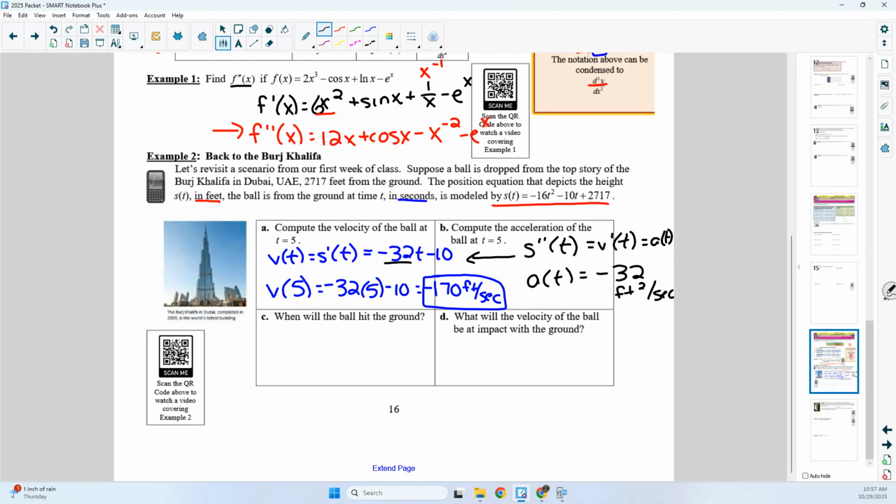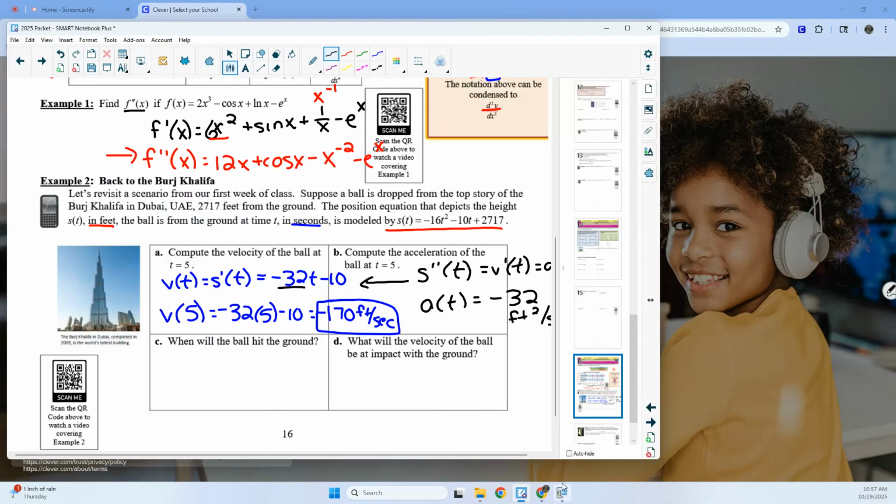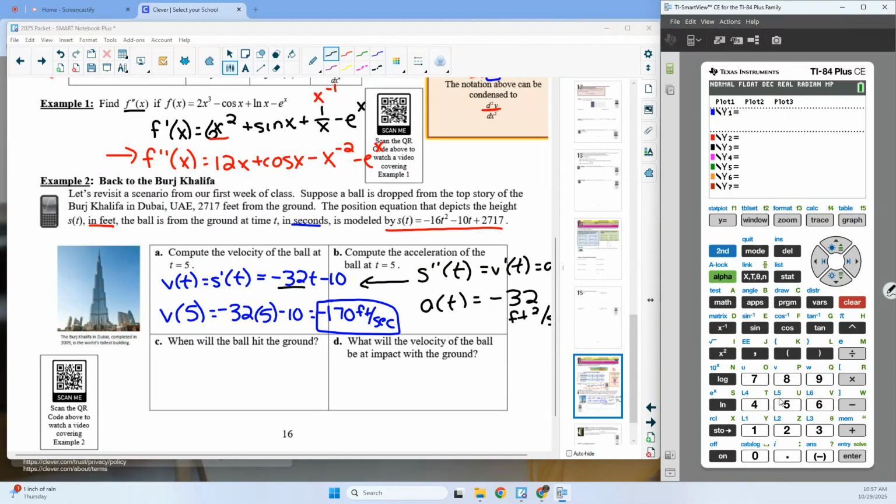The next question is something we have to use the calculator for. It says, when will the ball hit the ground? I guess we could set this equal to 0 and solve with the quadratic formula, but we're going to solve it this way. So I'm going to graph. We have a little calculator icon, and this is a faster way to do it.